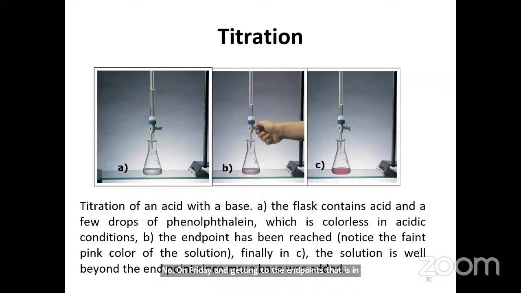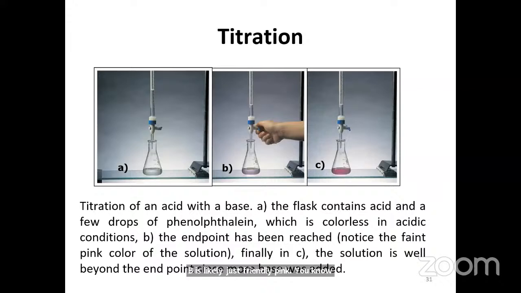Now, if we go ahead, can you see what happened in C? Can you see the difference in the color between B and C? In C, the solution is well beyond the endpoint. Just like I was trying to explain, the more beautiful your color is, the farther away you are from the endpoint. B is slightly, just faintly pink. You know that, yes, I have gotten to the endpoint.